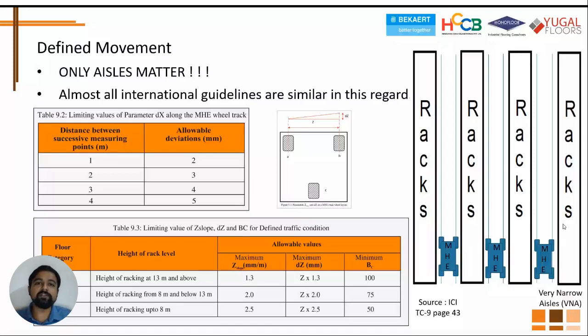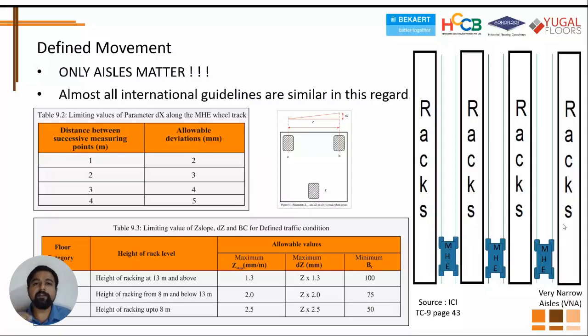The important thing to note in this particular type of floor is that in a defined movement floor, only aisles matter. You don't have to worry about the remaining part of the floor. So if you have a 10,000 square meter floor and you have a defined movement area in only about 1,000 square meters, even in that 1,000 square meters, you will have to worry about achieving those level tolerances for the equipment to work only in the aisles. The rest of the area can be designed as per a free movement specification, and all international standards are very similar.